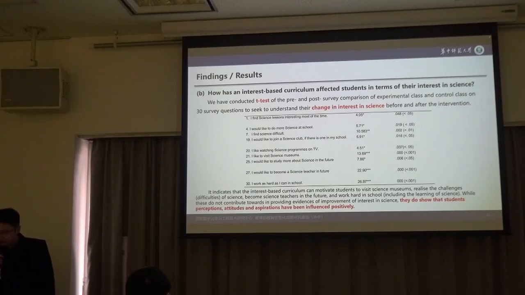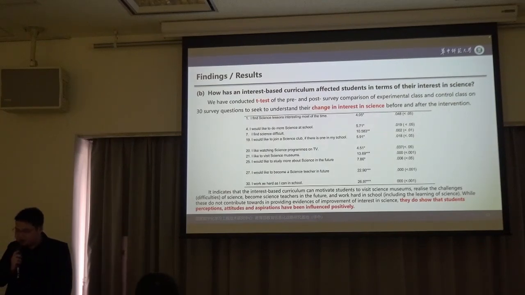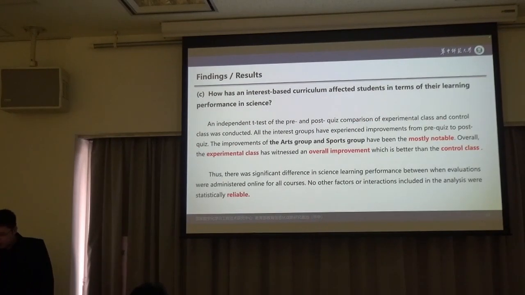Okay, and we can see this kind of interest-based differentiated curriculum can really affect their learning. There are certain positive changes in their interest in science if we differentiate instruction based on interest, and in their attitudes towards science. When we compare the control class and experiment class, the improvement of the arts group and the sports group has been the most notable, and overall the experiment class has witnessed an improvement which is better than the control class.